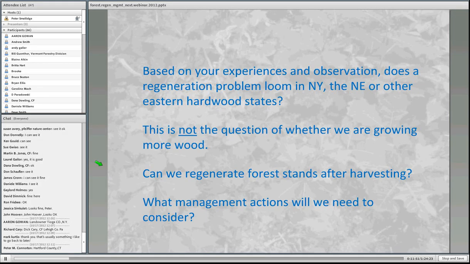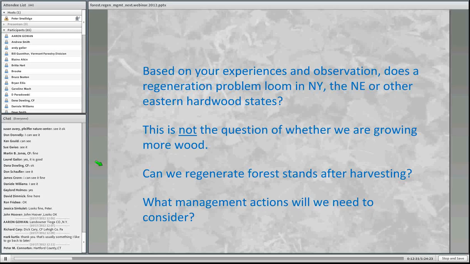And it's important to differentiate this question from the question of whether we are growing more wood. That's often an index that you will see presented when I say I think we have a regeneration problem. People say, well, we're growing wood at three times the rate that we're cutting it. Well, I don't doubt that, but that's different, because growing wood at three times the rate that we're cutting it simply may be explained by the fact that we've accumulated seedlings, saplings and pole timber in previous decades, and those are coming into maturity. And so that's different from asking whether we can regenerate forest stands after harvesting.